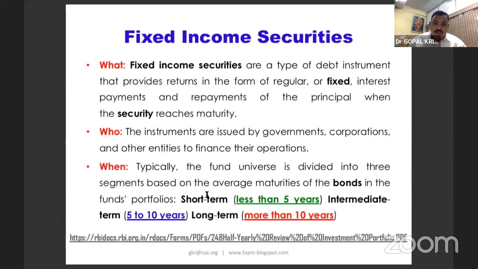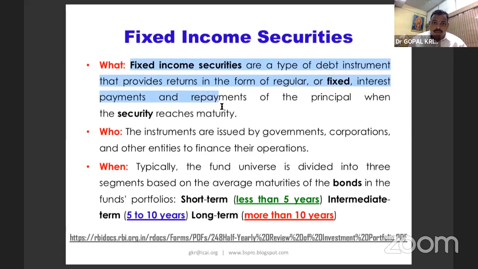And please understand what fixed income securities are. Already I gave you the example. This is a type of debt instrument, not equity, that provides returns in the form of regular or fixed payments. So it need not be yearly. It can be monthly, semi-annual, or quarterly also. And there is repayment of principal when the security reaches maturity. So this is the simplest definition of a fixed income security.